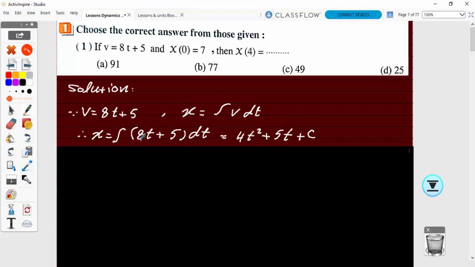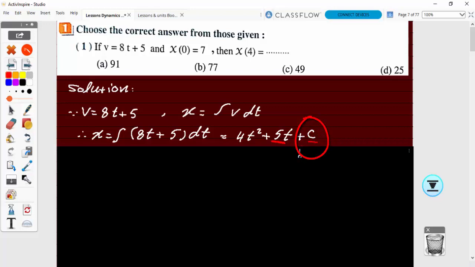What is the integration of 8t? It is equal 4t squared. We increase 1 to the power, so we have t power 2, and divide by 2. So 8 divided by 2 equals 4. So we have 4t squared. The integration of 5 with respect to the time equals 5t. Of course, plus c, the constant of integration.